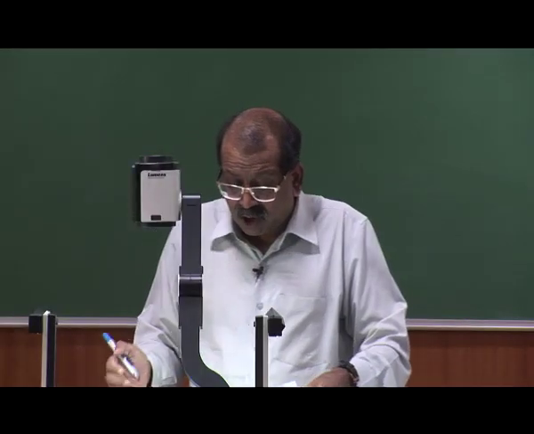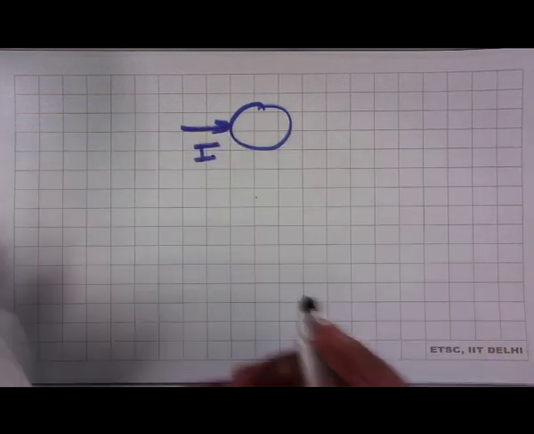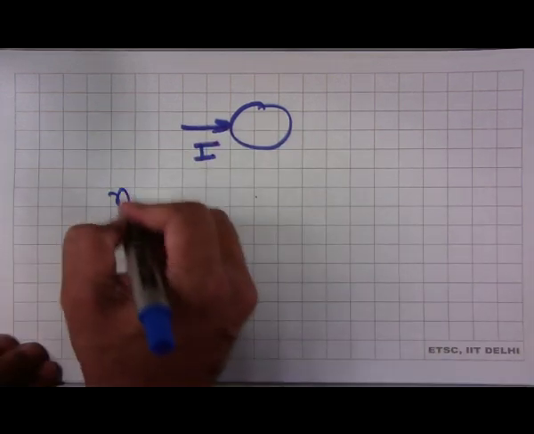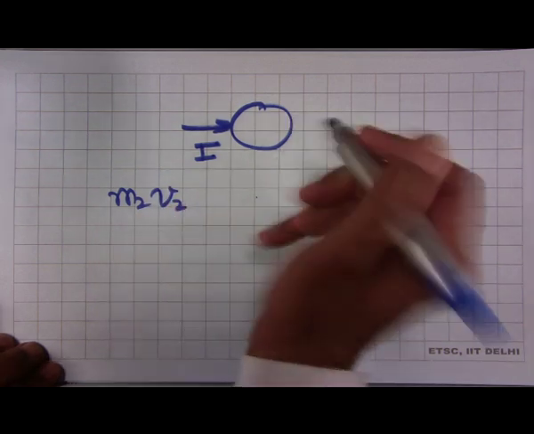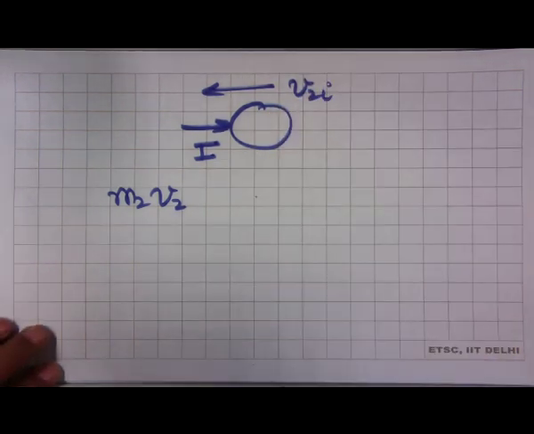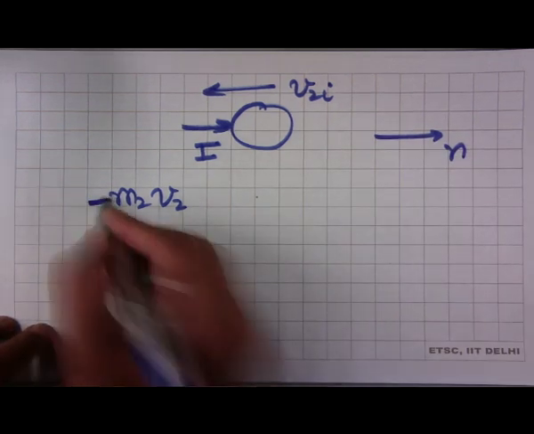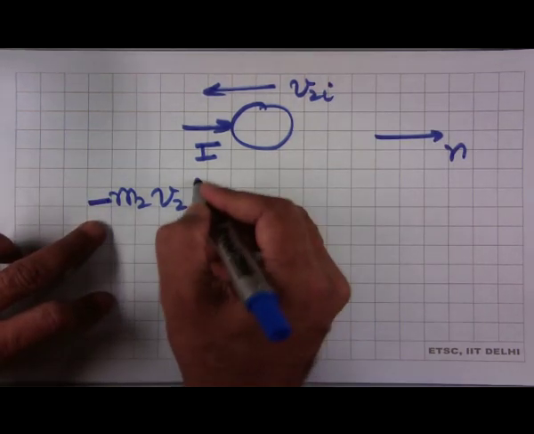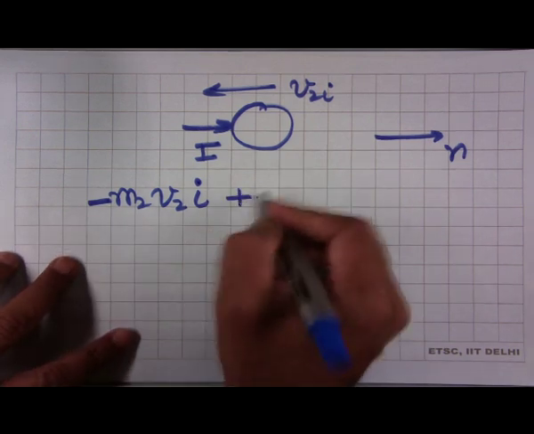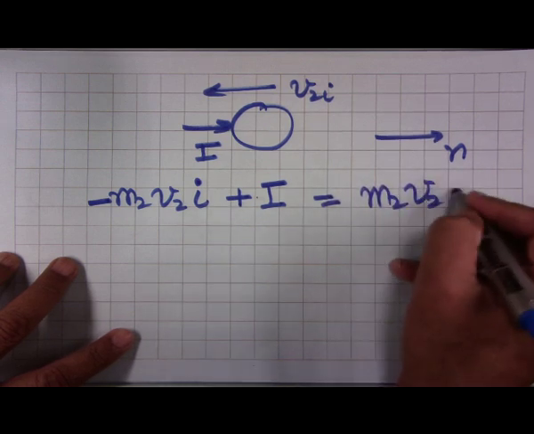We write this equation now for body 2. In body 2, we have the impulse acting like this. So, we have m2, and body 2, let us say, initially is moving like this. So, now we are taking this as the positive n direction. So, the initial momentum of body 2 is minus m2 v2i, plus I is equal to m2 v2f.